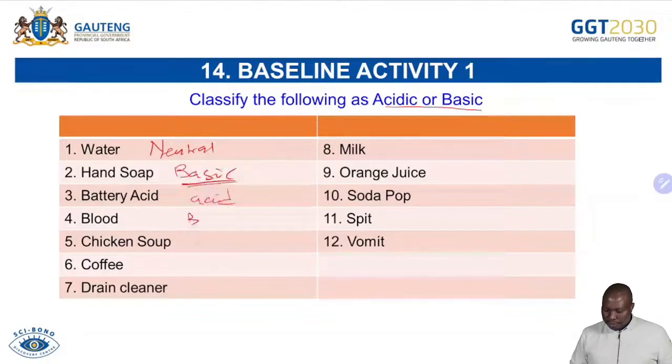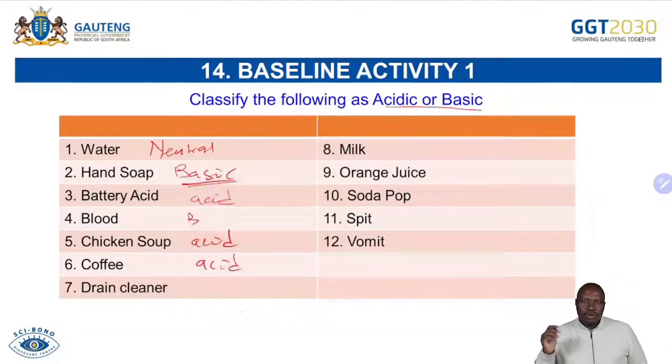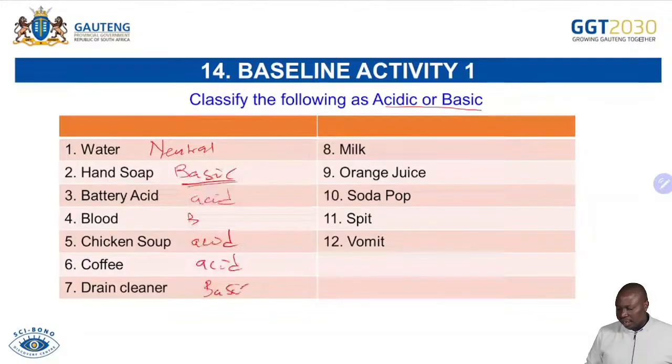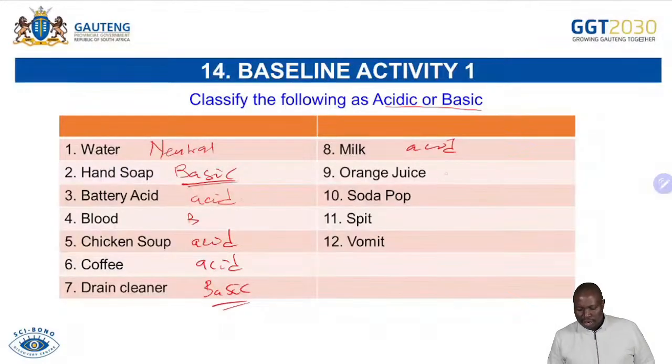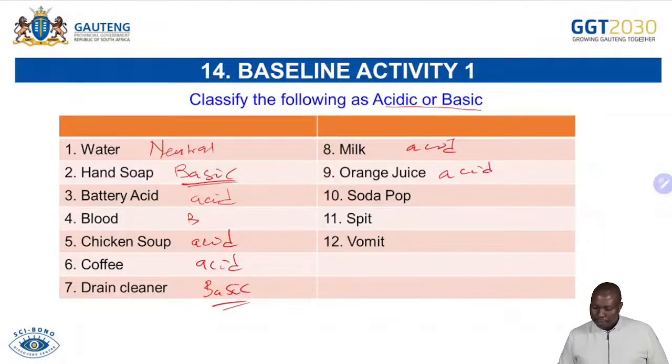Then your chicken soup, the one that you are making at home, is acidic. Then you have your coffee that is acidic. Your drain cleaner will be a very strong base. And then definitely the cleaning agents, as I indicated, will be basic. Your milk will be a very weak acid, around about 6, just close to 7. Then you know that is acidic. Your orange juice must be acidic. Your soda pop, the cold drinks you're drinking, they are acidic.